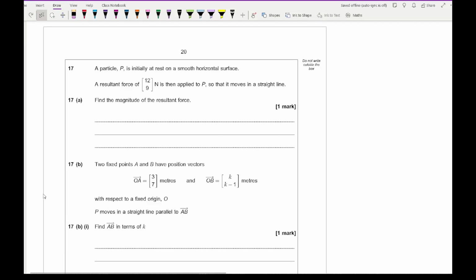Question 17. A particle P is initially at rest on a smooth horizontal surface. A resultant force of 12, 9 newtons is then applied to P so that it moves in a straight line. Find the magnitude of the resultant force. For part a, the magnitude of our resultant force takes the 12 and squares it, the 9, squares it, adds them together and finds the square root. That will give us a value of 15 newtons.